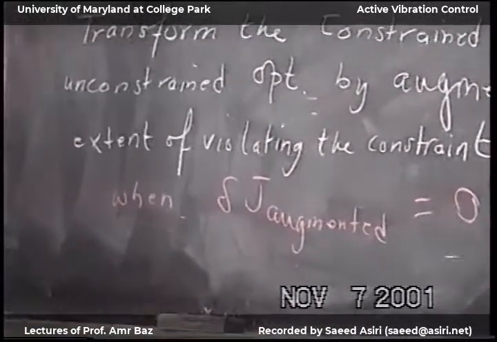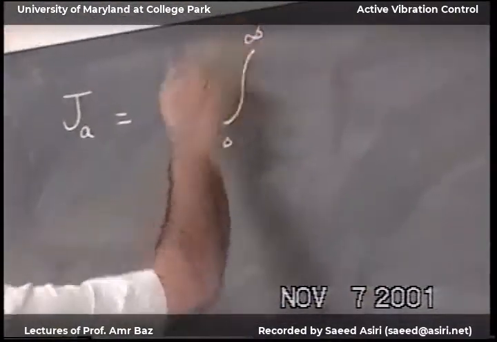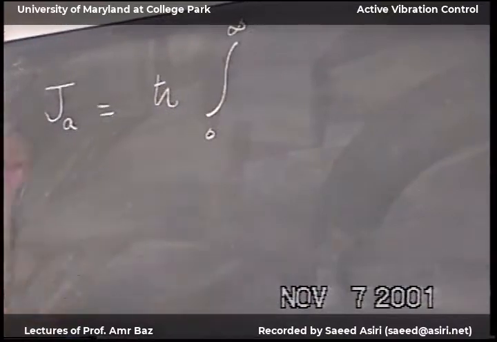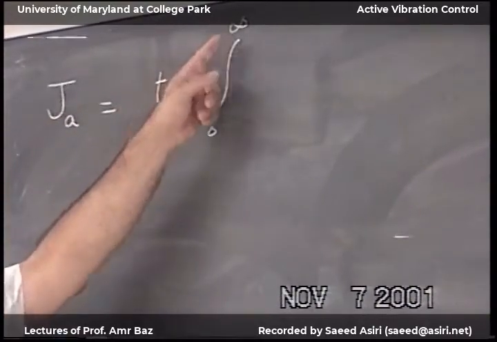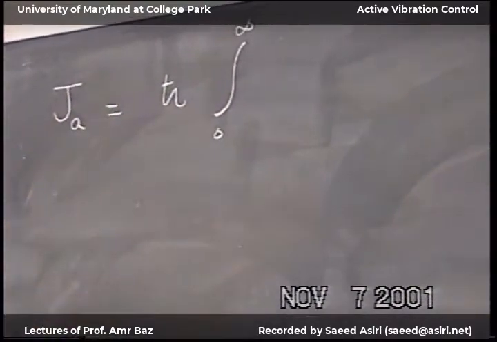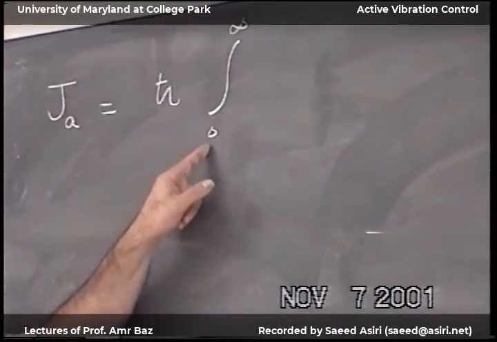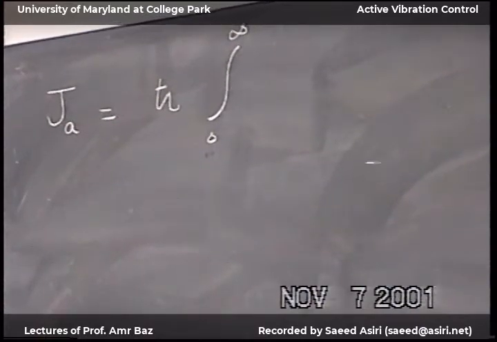J augmented will be equal to, again, the trace of the integral from 0 to any time. For all this course, I'm using this as infinite time. But there are some problems that you like to have specific time, and this requires another term here. So if you want to meet an object at certain instant of time, you have to have the integral bounded between 0 and t infinity. So if you want to rendezvous with a spaceship at certain instant of time, you have to terminate your optimization at this instant of time.